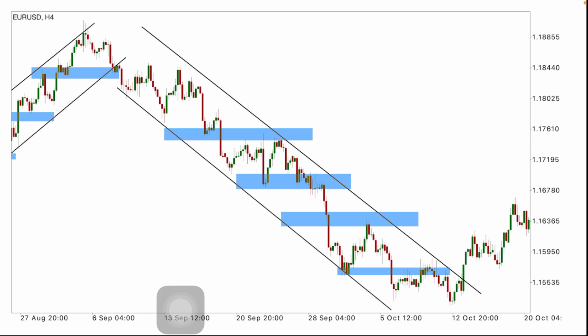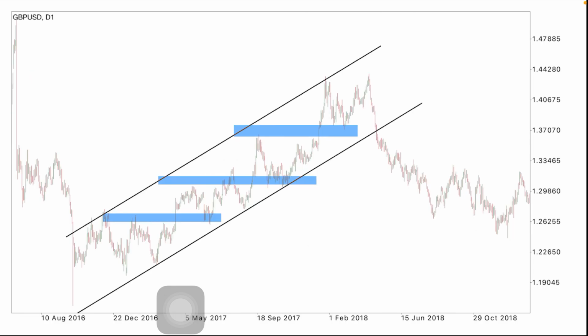if you work by the rules. So a break of a structural level, a retest of the level, and you take your trades either to the buy side or to the sell side, depending on the market structure, whether a bullish market structure or a bearish market structure, in form of a bullish channel or a bearish channel.